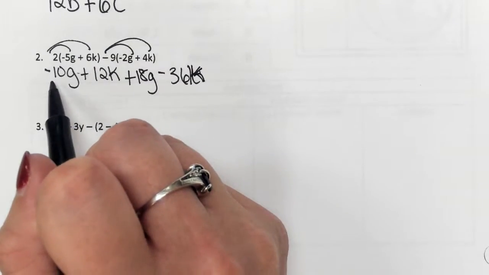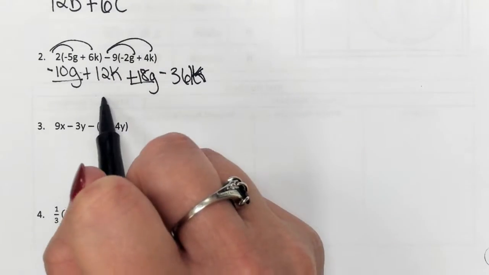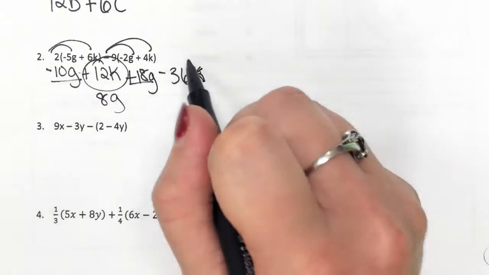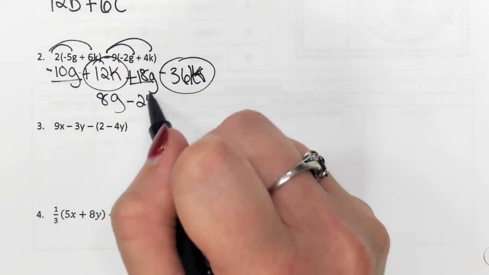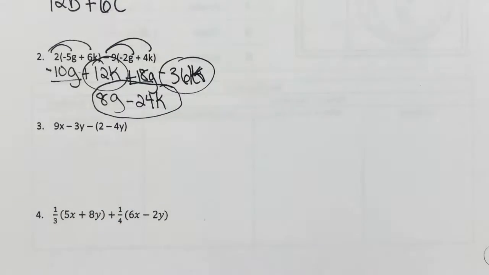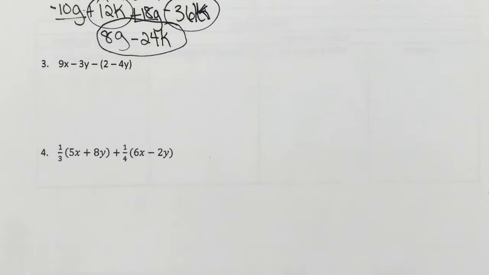Very good, Savannah. You can combine the G's, which will give you... Very nice. 12 minus 36 is minus 24K. And yes, we could take that further, but for now, we're just going to leave that alone. Oh, wait, we can reduce it by the 8. You can factor out the 8. Yeah, you can't reduce it by the 8, but you can factor out the 8. We'll get to that. Don't worry. Just a couple more weeks and we'll get to factoring.